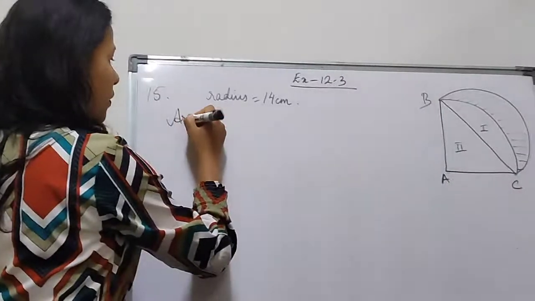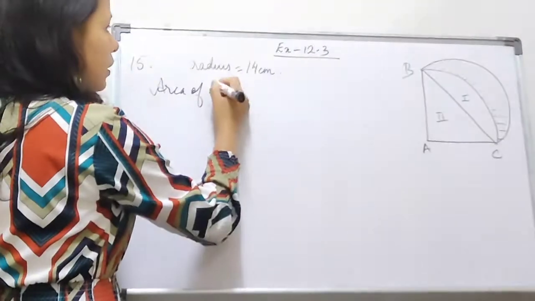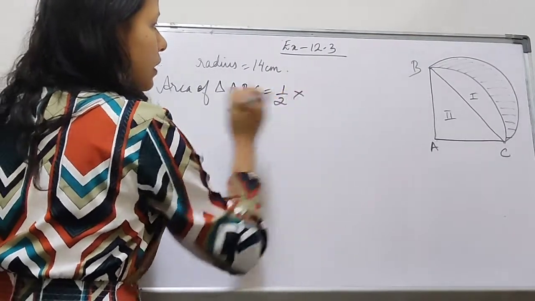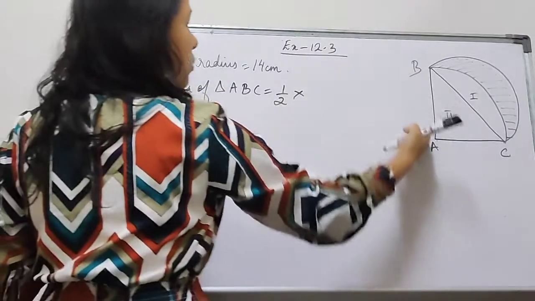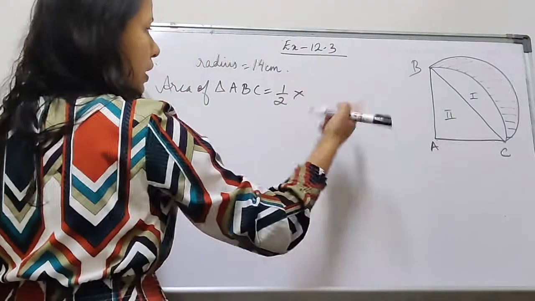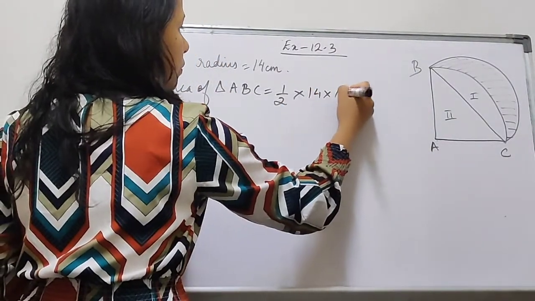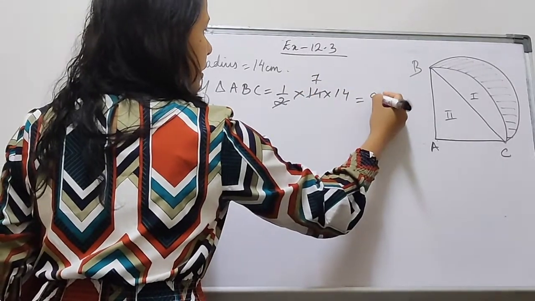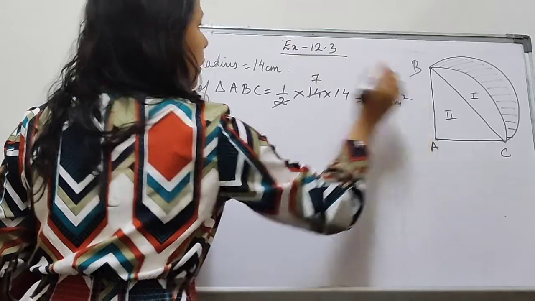Okay, so area of triangle ABC will be how much? Half into base into height. That is, base also is 14, height also is 14, isn't it? So half into 14 into 14. 2 times 7 is 14, 7 times 14 is 98 centimeter square.